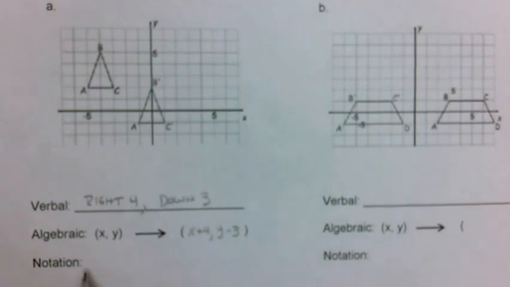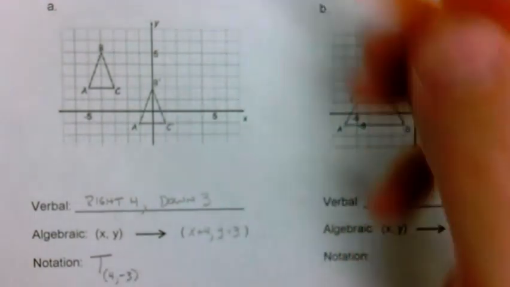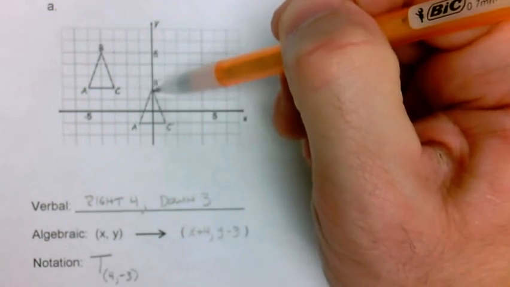Okay, so for the translation notation, we have our capital T for translation. And then for our little point here in parentheses, we're adding 4 to x, so positive 4. And then we're subtracting 3 from y, negative 3. T 4 comma negative 3. All right, so that means you're moving right 4, down 3.